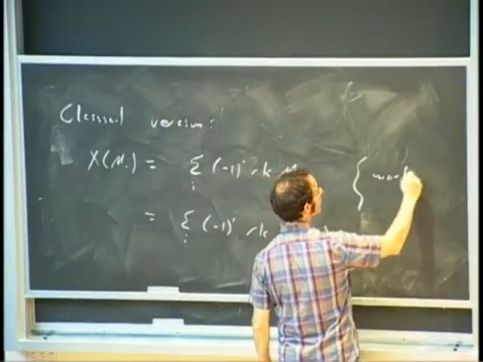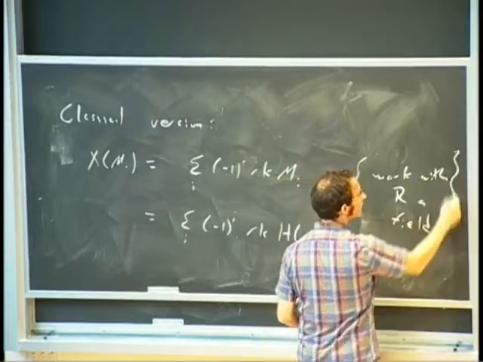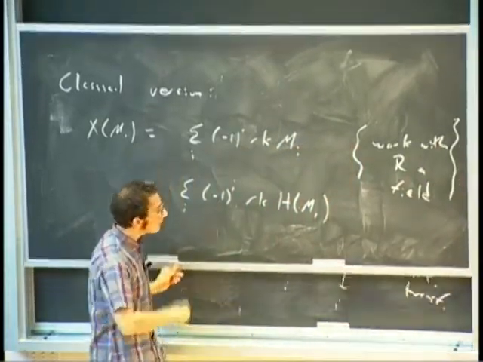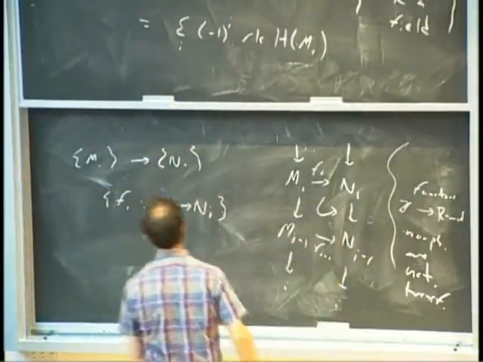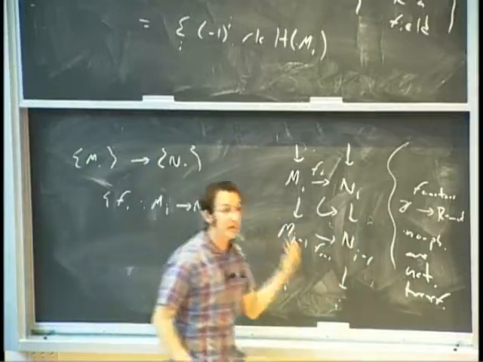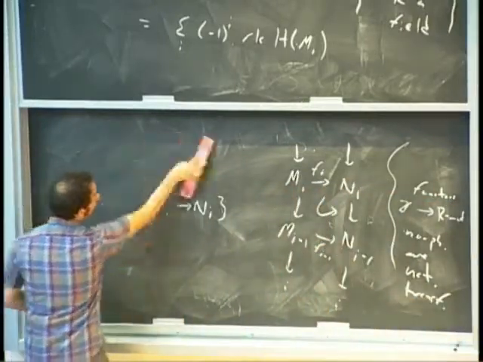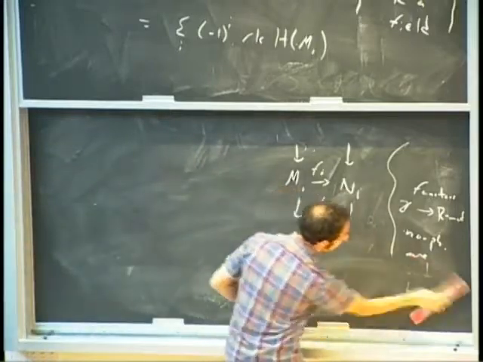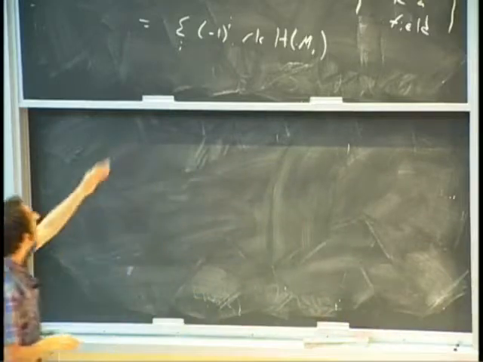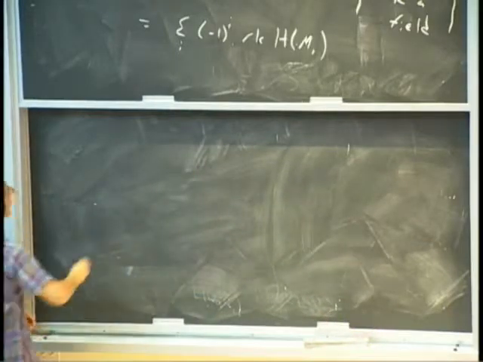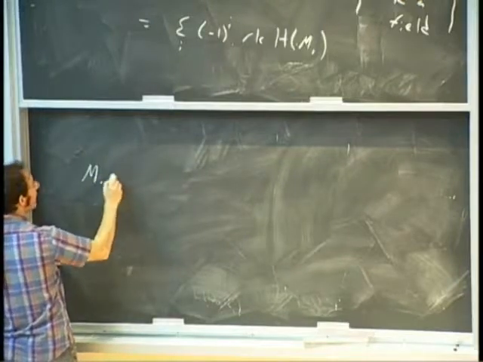Now we're going to work with R, a field. And indeed, something like this is true in the K0 setting, but let me get that straight and tell you what the right thing is. Anyway, so how do you see this?